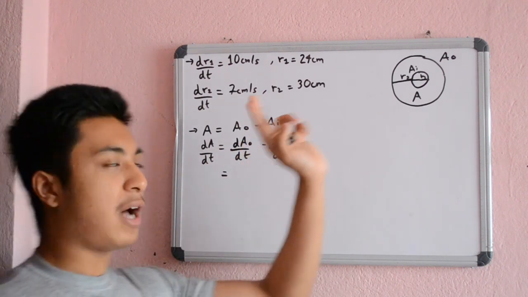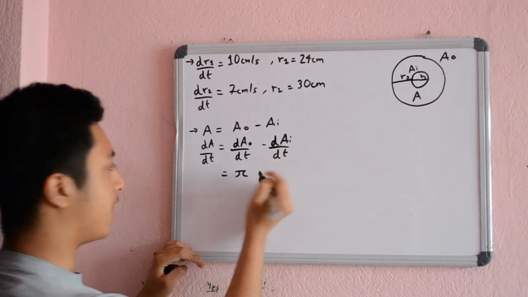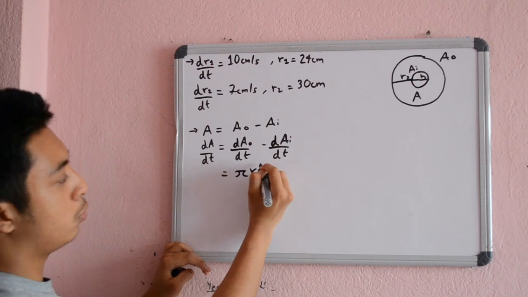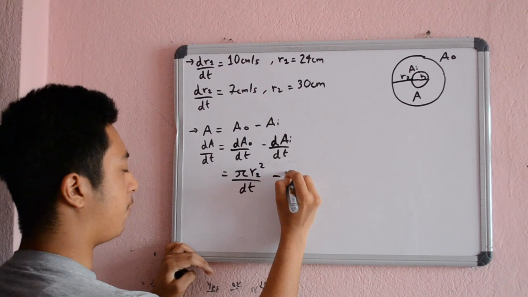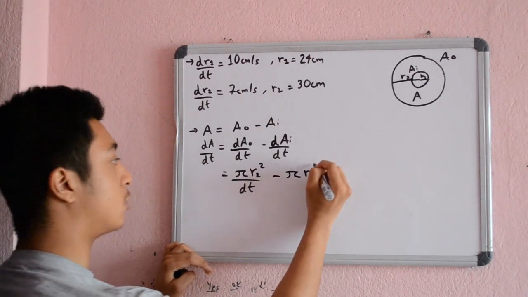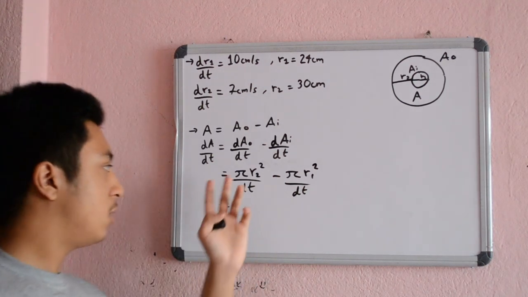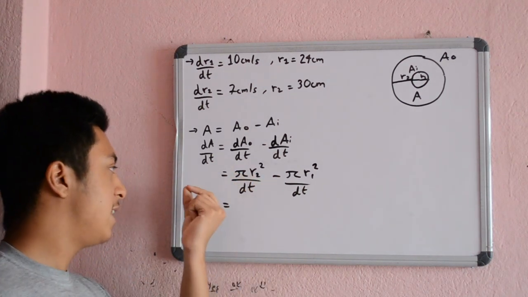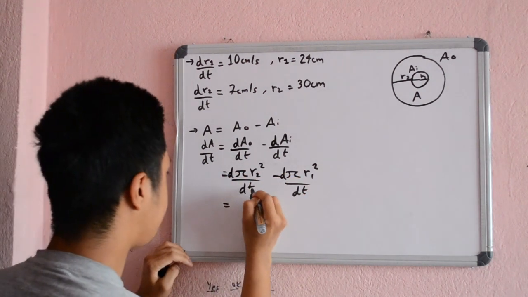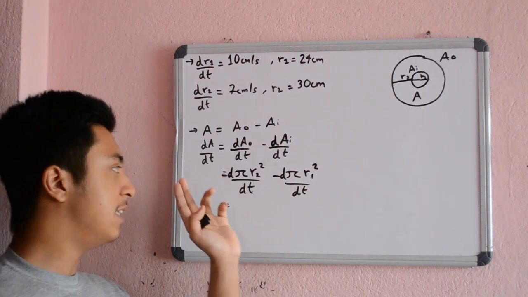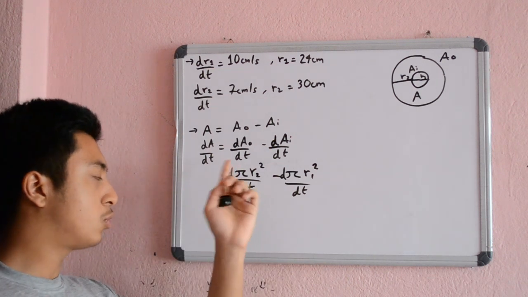So, what is the area of the outer circle? Well, we know the area of a circle is pi r squared. And here the radius is r2, so it will be d(pi r2 squared)/dt minus, and the same for this, d(pi r1 squared)/dt. Now, we know that pi is a constant, so it goes outside. So that means it's pi times d(r2 squared)/dt.